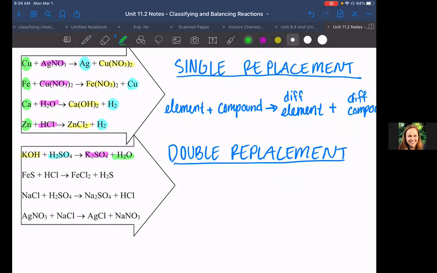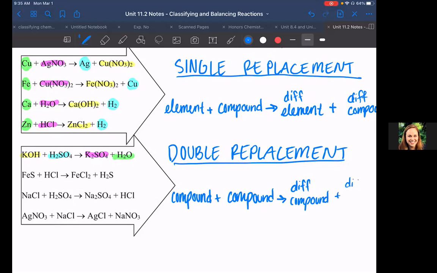Now, the way that I'm going to write this is similar to above where it's generic, but we have a compound plus a different compound, which then creates 2 different compounds. So there's no elements as reactants or products in a double replacement.